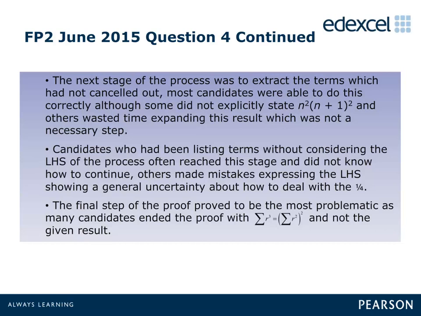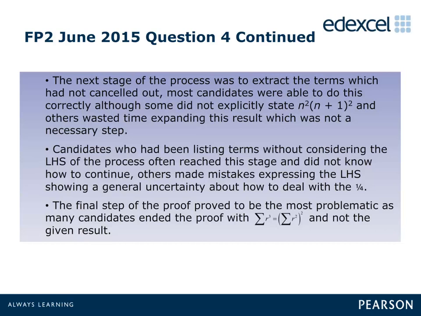The next stage of the process was to extract the terms which had not cancelled out. Most candidates were able to do this correctly, although some did not explicitly state n squared (n plus 1) squared, and others wasted time expanding this result, which was not a necessary step.